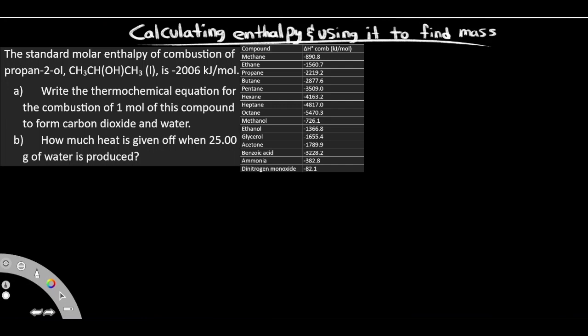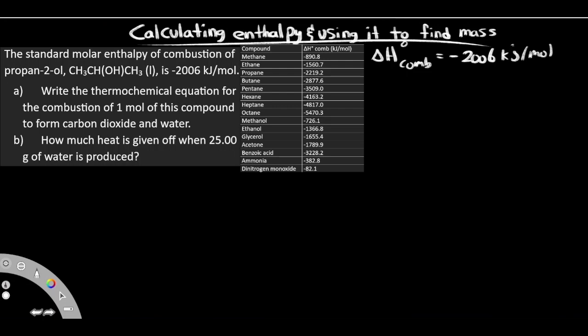Let's finish this off. We have our standard molar enthalpy is this value. So I'm just going to write down the givens that we have. So we have our combustion. Again, we can change this to combustion if you want. No big deal. Negative 2006 kilojoules per mole. Okay, that's what we have. Write the thermochem equation for the combustion of 1 mole of this compound to form carbon dioxide and water. So we have to create a balanced chemical equation, and then we need to figure out our delta H.